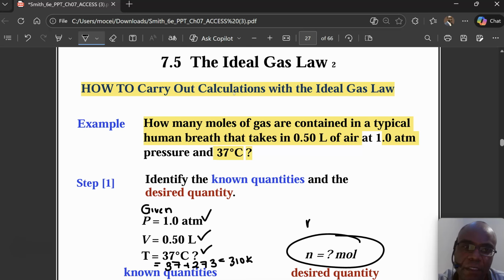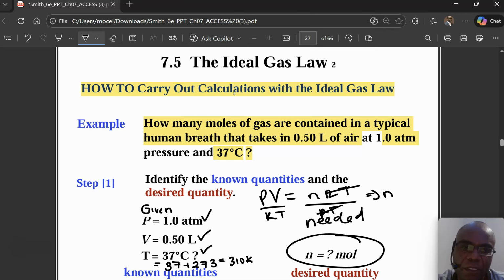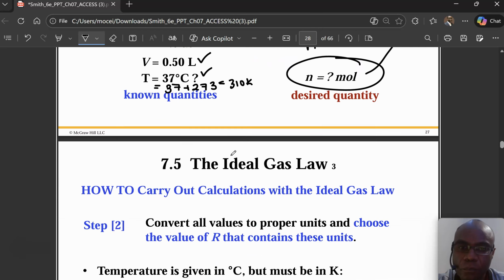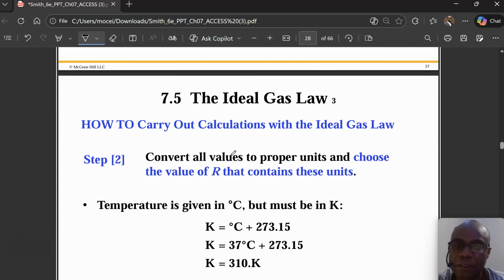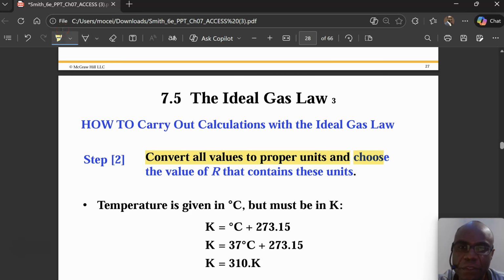We need the number of moles, and we know the ideal gas law is PV equals nRT. So if I divide both sides by RT, RT and RT will cancel here, so our n will be equal to pressure times volume over gas constant times temperature. This is the expression that we'll use to find the value of n. So the first thing we want to do in step 2 is to convert all values to proper units and choose the value of R that contains these units.